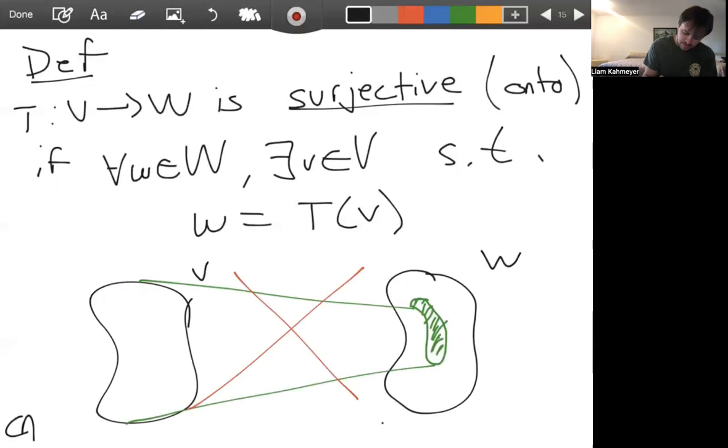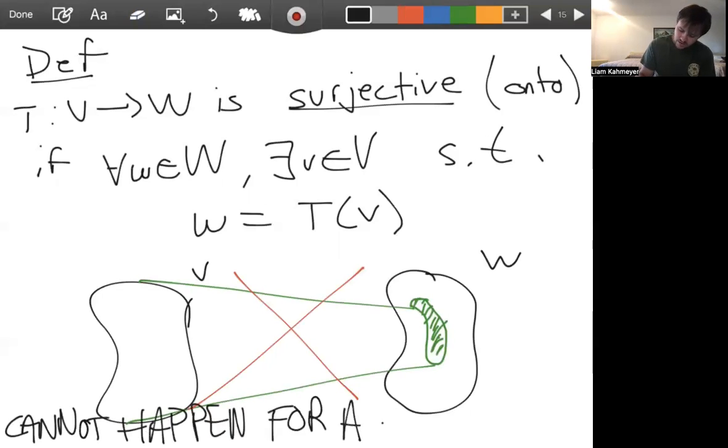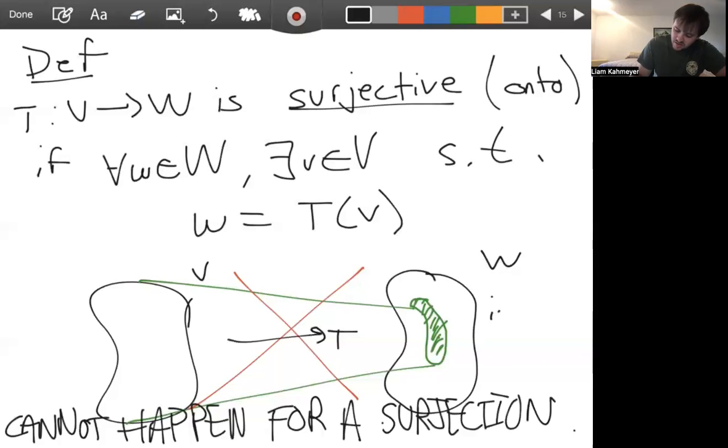This cannot happen for a surjection. What does this mean? Well, here what I've written is, we have the map T, and this would be to say that the image of T is a proper subset of W. But that cannot happen for a surjective map.